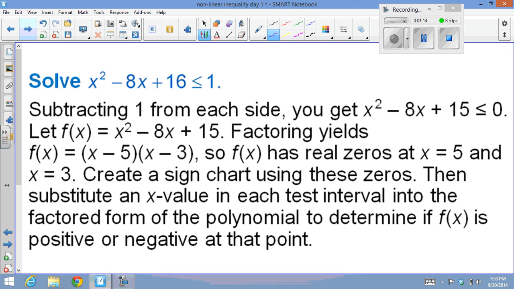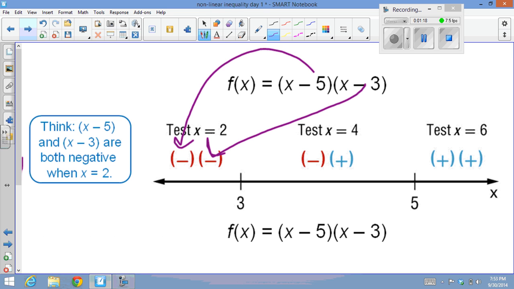So here's my sign chart. I'm going to have a number line, because, like I said, the only thing we're concerned about are the x values. On my number line are going to be my zeros. One zero was 3 and the other zero was 5. That's going to create some intervals in my graph. I'm going to pick something that is smaller than 3, and something smaller than 3 would be 2.